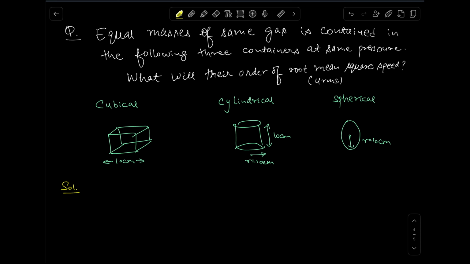Now we solve a problem here. Equal mass of the same gas is contained in the following 3 containers at the same pressure. What will be their order of root mean square speed? So we have 3 containers: cubical, cylindrical, spherical, and dimensions of each are given.